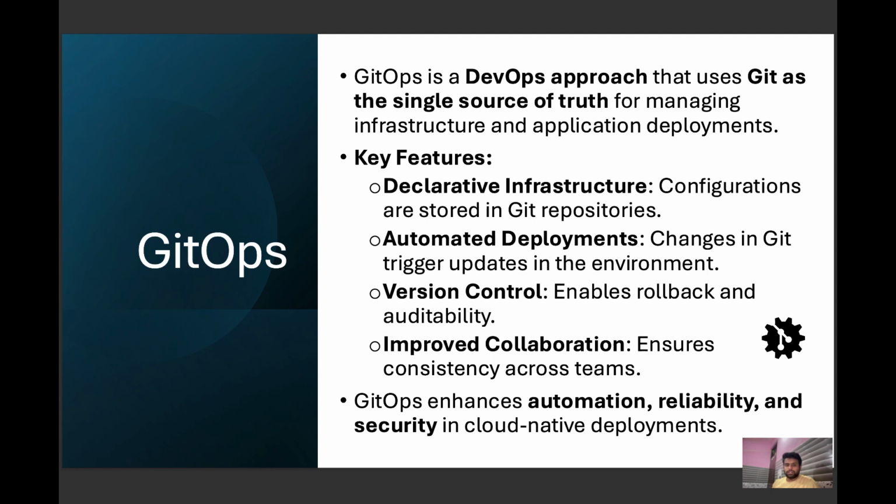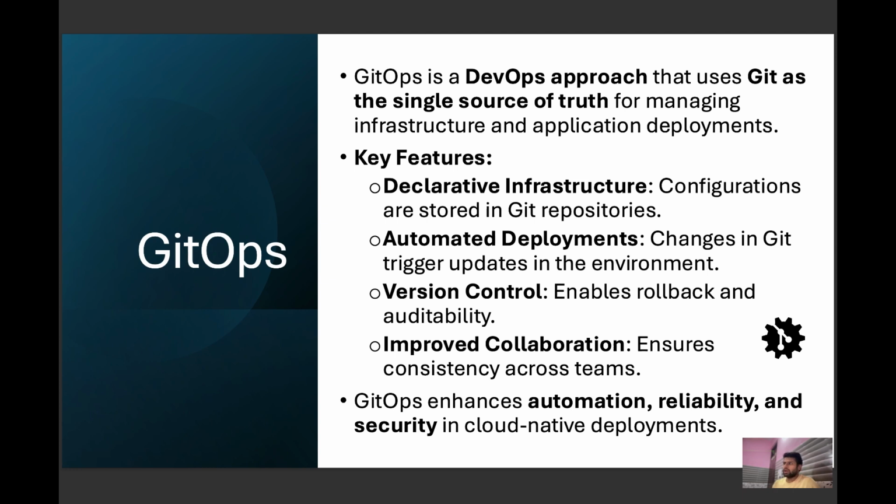The key features of GitOps are declarative infrastructure, where configuration is stored in Git repositories, automated deployments, where changes in Git trigger updates in the environment, version control that enables rollback and auditability, and improved collaboration. It ensures consistency across different teams, and GitOps enhances automation, reliability, and security in cloud native deployment.